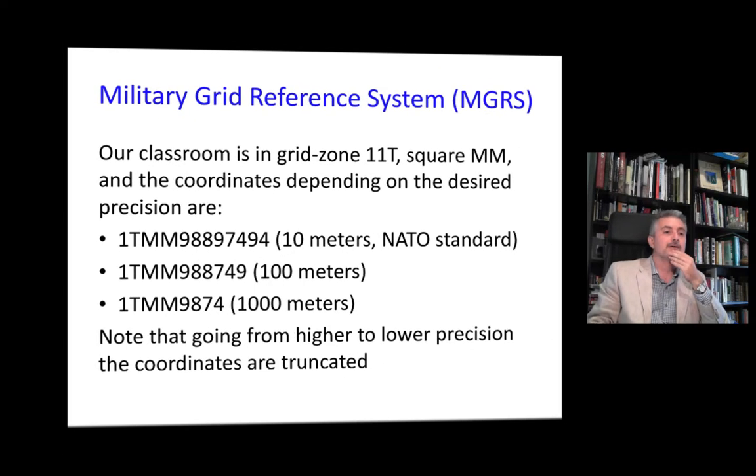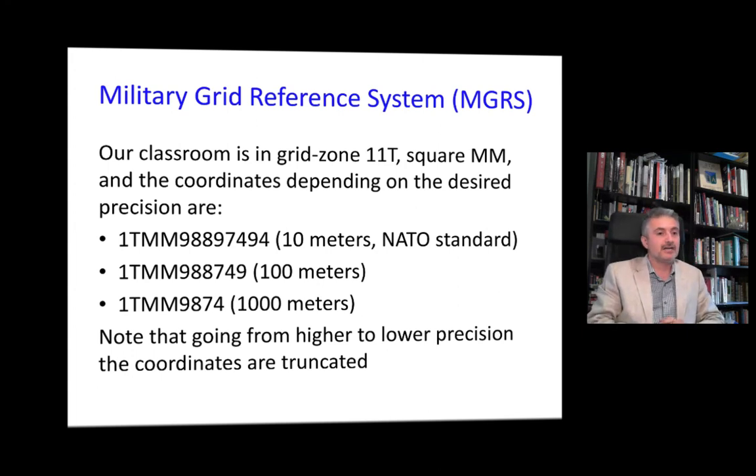Okay, so let's recap. Our classroom, we've seen, is in grid zone 11T square MM. The coordinates depend on the desired precision. The NATO standard is 10 meters. So if you have the coordinate of a cell and it's 4 alphanumeric characters for grid zone and square, and then we have 8 digits, that's 4 digits for the x coordinate for the east, 4 digits for the north, that means that the precision is 10 meters.